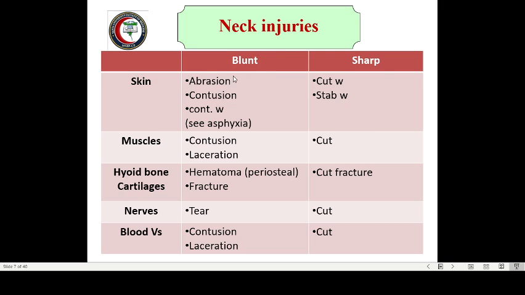Blunt trauma to the neck will produce injuries the same as we discussed in the first table. In the neck we have these layers. We have skin of the neck. Beneath the skin there are muscles, hyoid bone and cartilages. There are nerves and blood vessels. These are the injuries which may occur in cases of blunt trauma and sharp trauma to the neck.